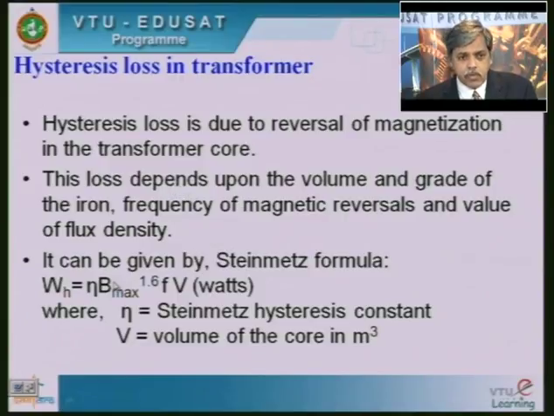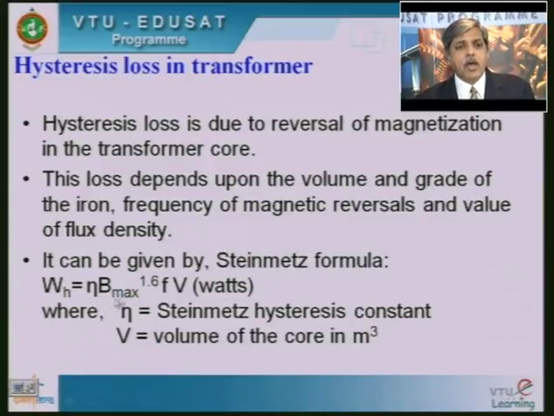Now, this hysteresis loss is given by a formula called the Steinmetz formula, where W_h, h stands for hysteresis, is eta times... Okay, this is not efficiency. It is only a symbol. Normally, efficiency will be represented by this symbol eta, but here it is only a constant called the Steinmetz hysteresis constant.